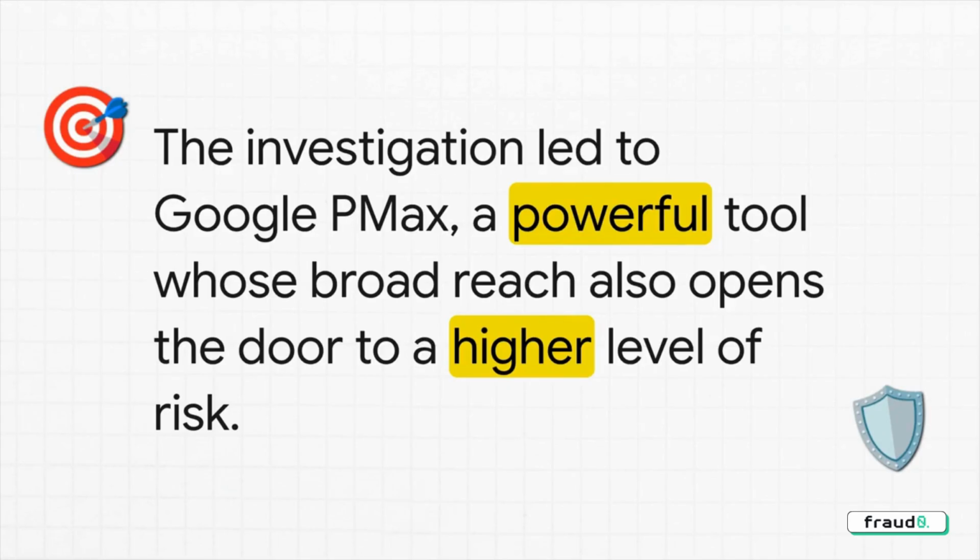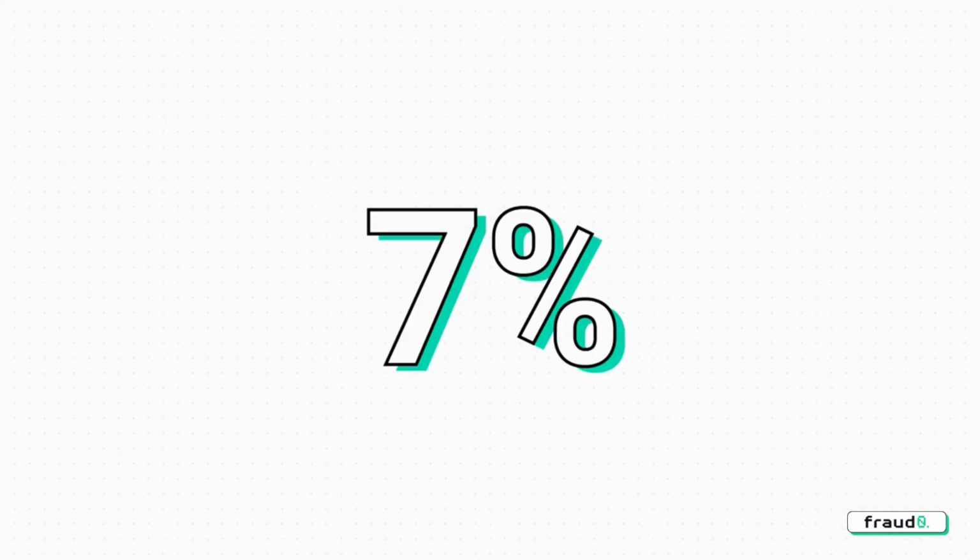So, following that trail of breadcrumbs led us somewhere really interesting. A specific kind of ad campaign called Google Performance Max, or PMax for short. It's a really powerful tool, but that power can also open the door to a higher level of risk. You see, PMax is kind of the all-in campaign. It runs ads everywhere: display, YouTube, Gmail, the whole shebang. And because it casts such a wide net, it's just more exposed. In this case, it had a 7% IVT rate, which was definitely higher than their standard search campaigns. It's a classic trade-off between reach and risk.